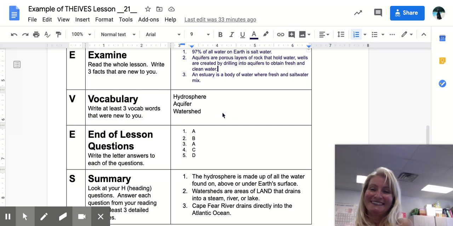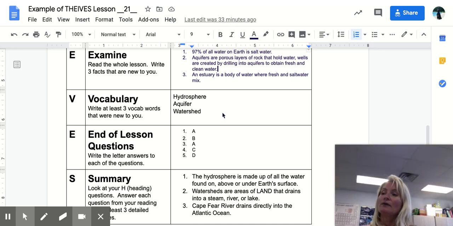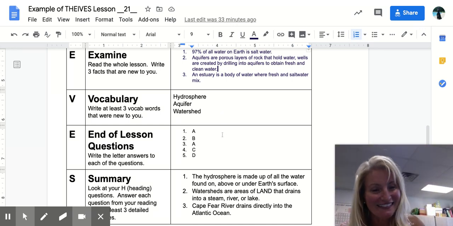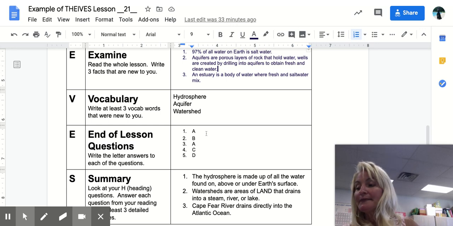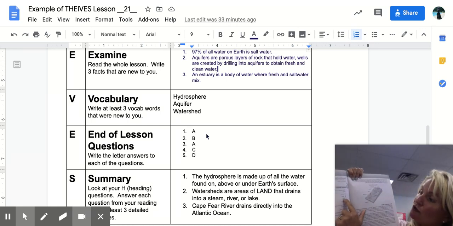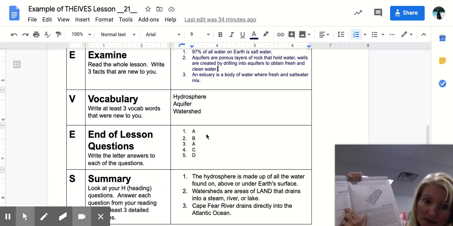E, end of lesson question. You will see on page 131, there are lesson review questions or end of lesson questions. So let's go ahead and read them. Number 1 reads, which of these contain most of the Earth's water? And we have several choices here. A, oceans, B, rivers, C, lakes, D, glaciers.